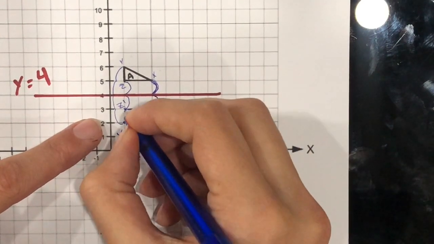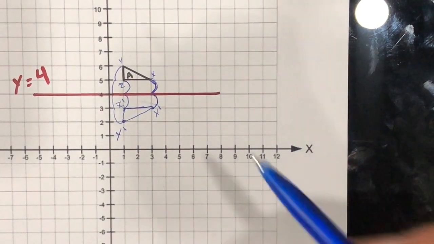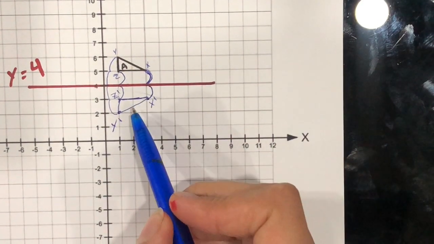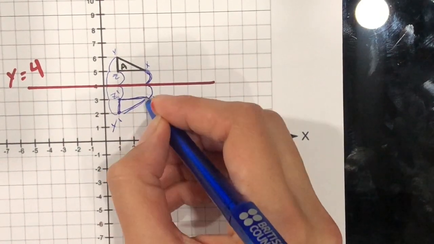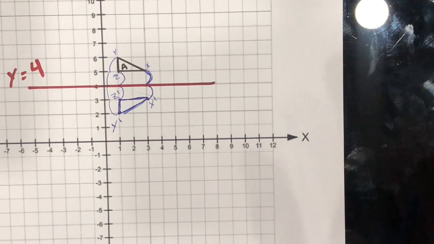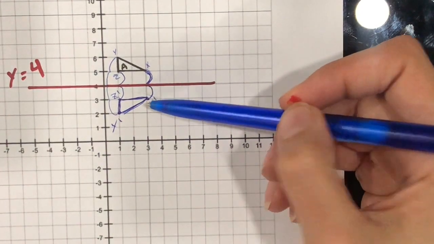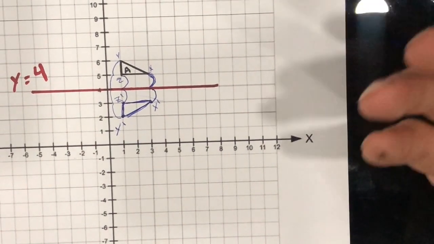And then we will connect our 3 dots, and now you can see I have object A and I have the image of object A after reflecting. You don't need to use tracing paper for this, you just need to count squares. Honestly, this is the easiest way I could find for you guys.